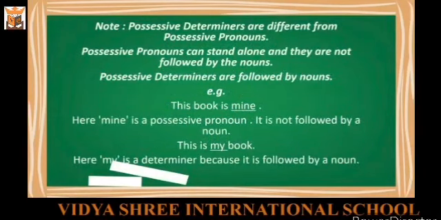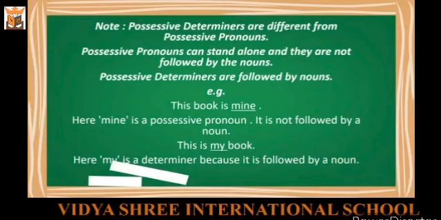Again, I would like to tell you that possessive determiners are different from possessive pronouns. Possessive pronouns can stand alone and they are not followed by nouns, whereas possessive determiners are always followed by nouns. Example, this book is mine. Mine is showing possession. Here, mine is a possessive pronoun.